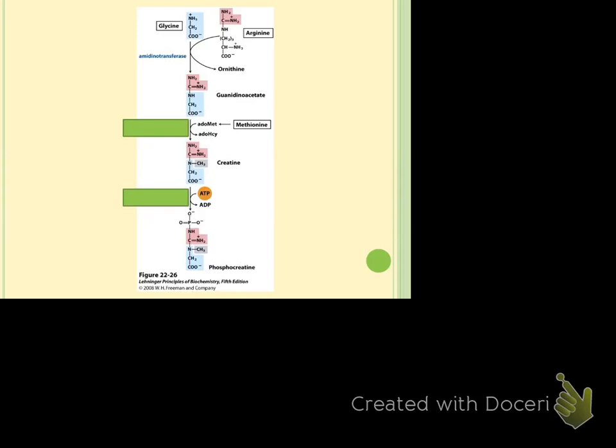What's the big difference between guanidinoacetate and creatine? It's a methyl group. So what class or classes of enzymes could this be? This is a methyltransferase. Whoops, now I gave away the answer. And the final step is creatine kinase, which makes sense. You're only adding the phosphate at the expense of ATP, so it's creatine kinase.